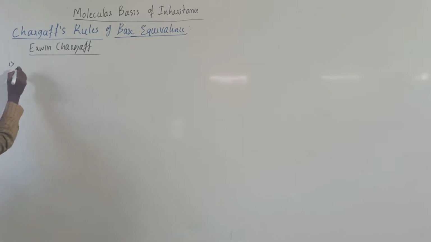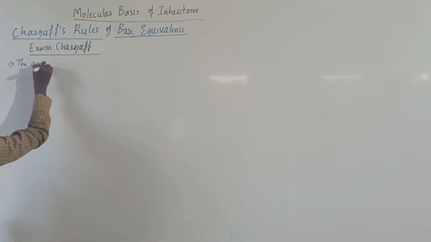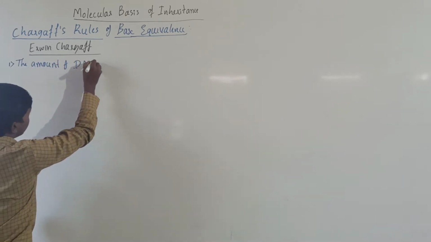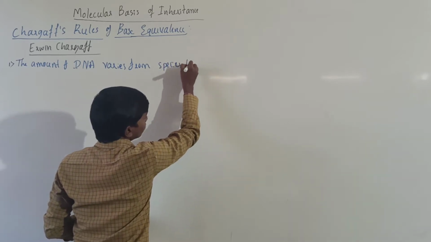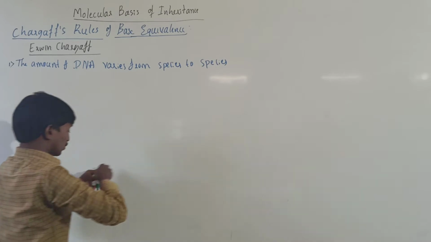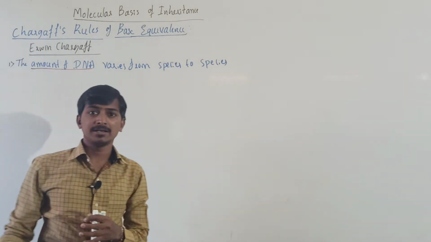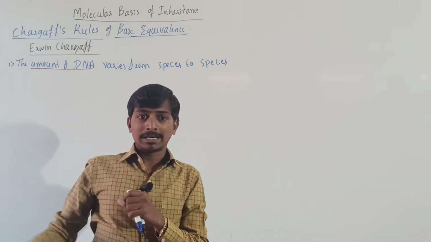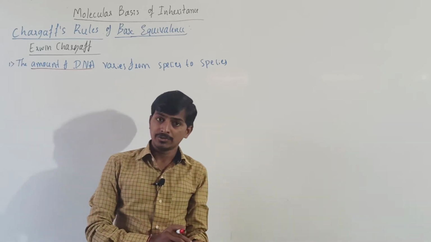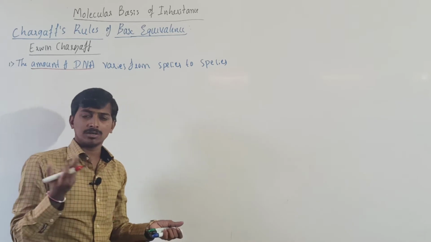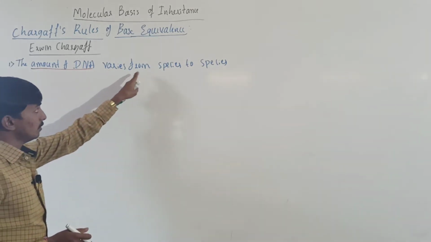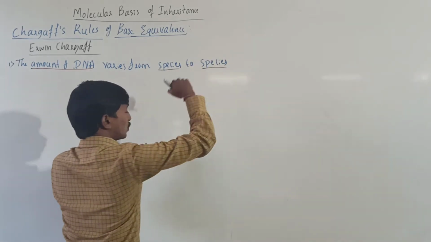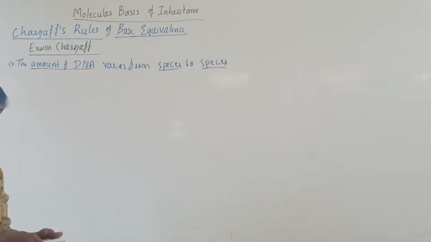First rule, the amount of DNA varies from species to species. Here the amount of DNA is different in plants, different in animals. Again, when we take plants, mango plant has a different amount of DNA, coconut tree has a different amount of DNA, like that tiger, elephant, dog, cat, etc. Every species has its own specific amount of DNA, okay. So the amount of DNA varies from species to species, means every species has a different concentration of DNA in every cell. So it is not the same for all the organisms, right.